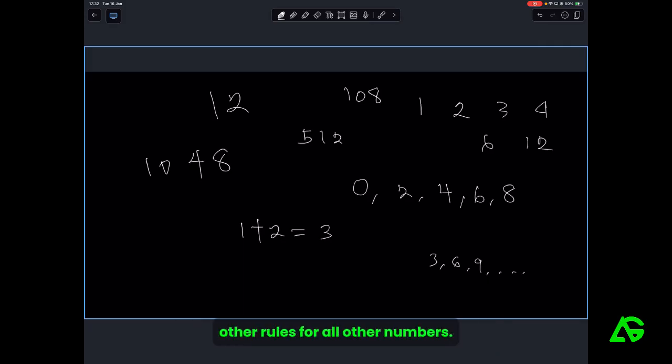So we also have some other rules for all other numbers, but I just wanted to explain those of 2 and 3. That explains divisibility as a property or relationship. We are talking about number theory. We also have prime numbers. Now, what are prime numbers?